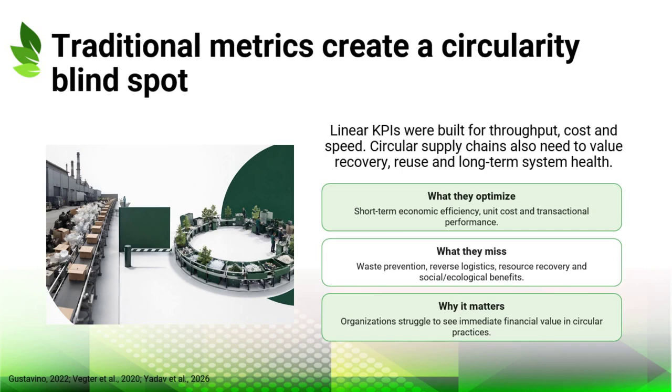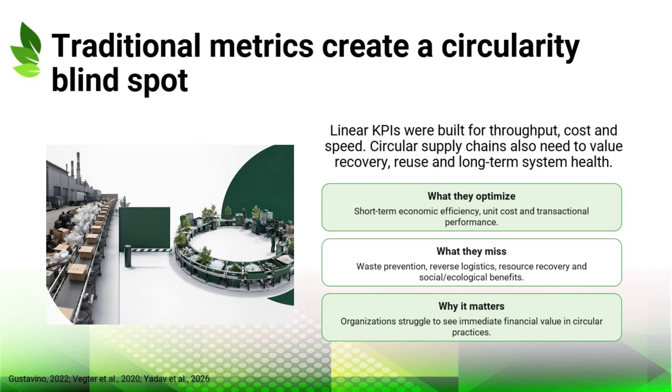The key point on this slide is that traditional indicators are not neutral. They guide behavior toward what they are designed to optimize. In a linear supply chain, metrics such as purchase cost, delivery speed, and short-term productivity can be very helpful. However, they were not built to recognize waste prevention, reverse logistics, remanufacturing, or long-term ecosystem value.